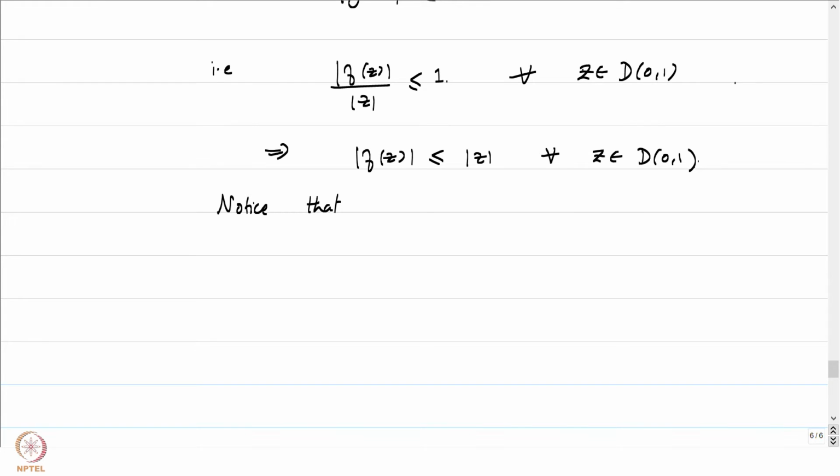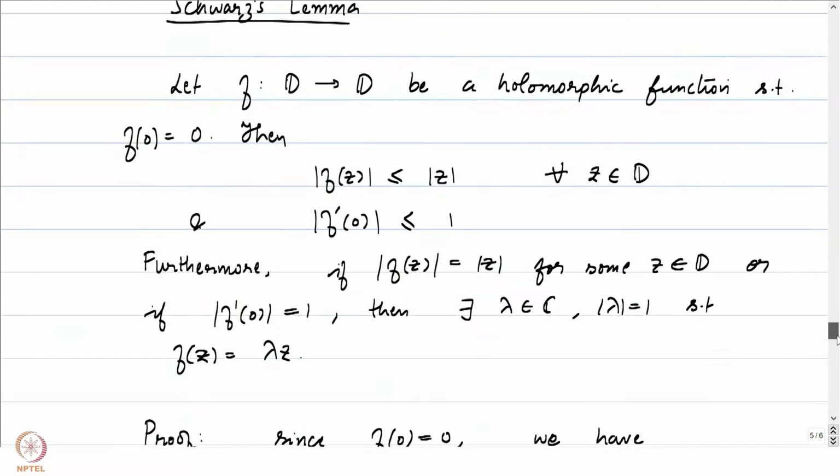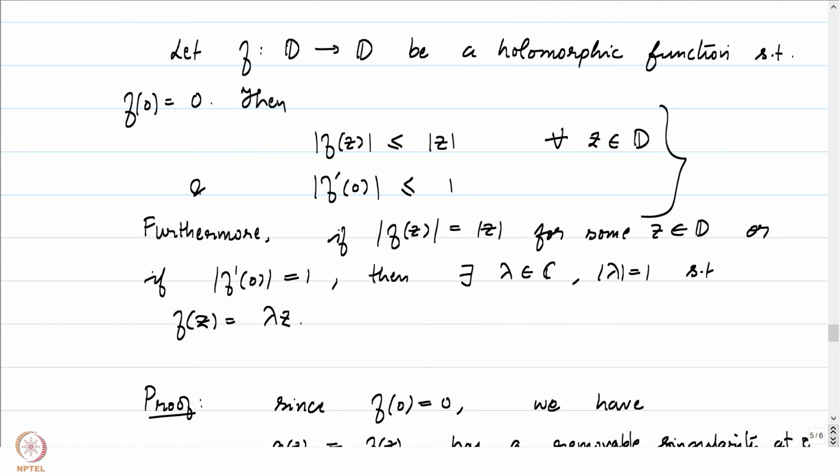We have to prove that mod f prime at 0 is also less than or equal to 1. Also notice that f prime at 0 is just equal to g(0), and we just noted that the absolute value of g(0) is less than or equal to 1, which implies in particular that f prime at 0 is also less than or equal to 1. So we have established both the conclusions that we were trying to establish here.